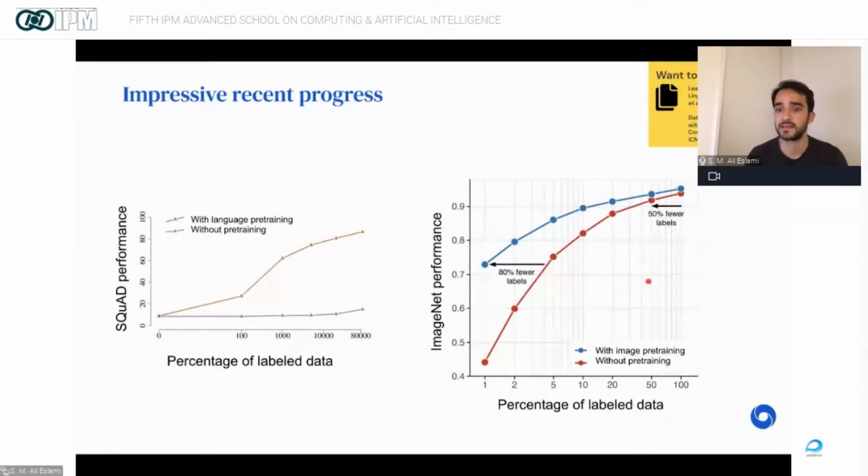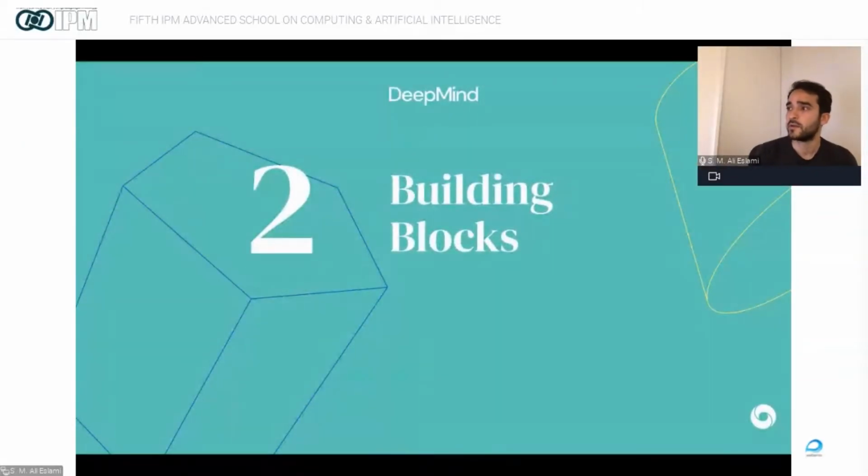Which is very exciting. I'll go into these results a little bit later, but first, I want to talk about some of the building blocks that you have to consider when you're doing unsupervised representation learning. And just a quick reminder that if you have questions, please put them in the chat and we'll go through them together.